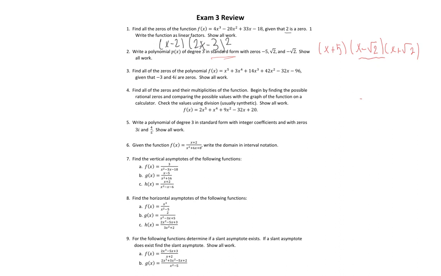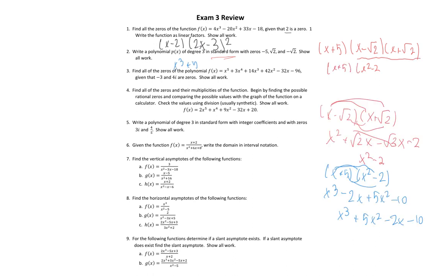So I can rewrite this as x plus 5 times x squared minus 2. And I'll FOIL that as well, switching colors to make this look a little bit more different. I'll do our first one. So we get x cubed, outer minus 2x, inner plus 5x squared, and last is minus 10x. Rearranging this, we get x cubed plus 5x squared minus 2x minus 10, and that is our final answer. So I'll write this up here.